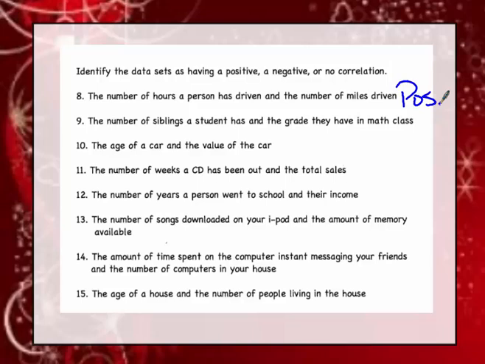Okay, let's find out how you did. Number 9, the number of siblings a student has and the grade they have in math class. No correlation whatsoever. Okay. Number 10, the age of a car and the value of the car. Well, in this one, as the car ages, its value goes down. So as its age increases, its value decreases. So this would be a negative correlation.